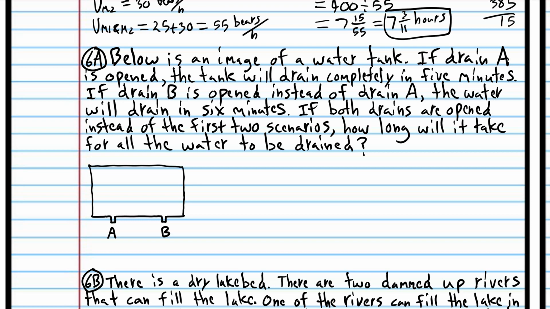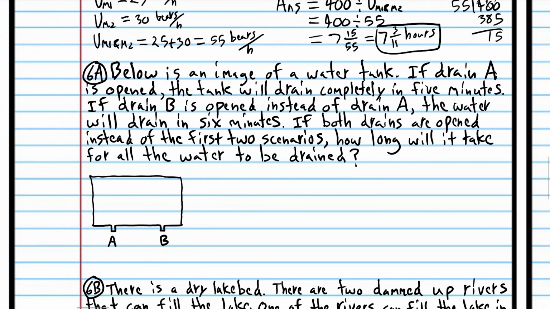But most students look at this and they're not quite sure what algorithm to follow to figure out this problem. So what we're going to do is find the rate for drain A. One tank is drained every 5 minutes, and the rate for drain B is one tank is drained every 6 minutes. So these are rates. We have tank per minute. Those are the units. These are both rates.